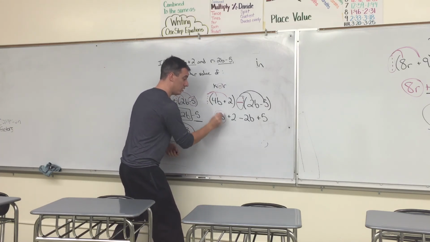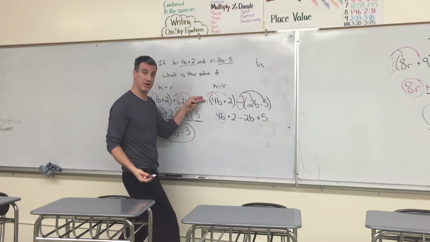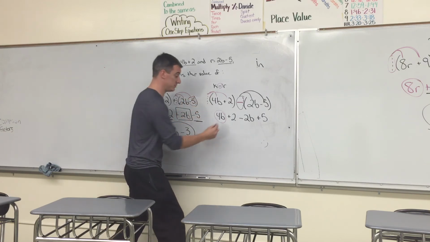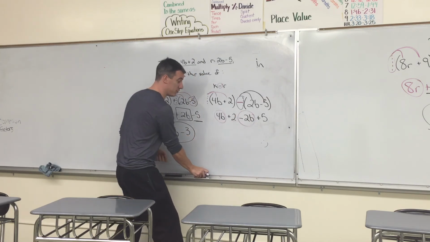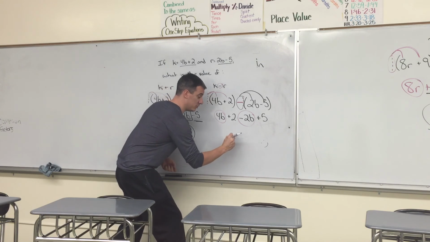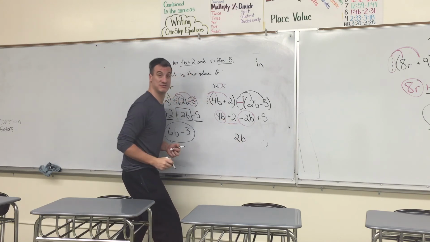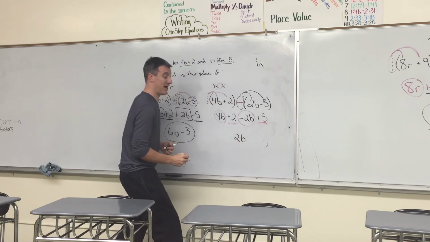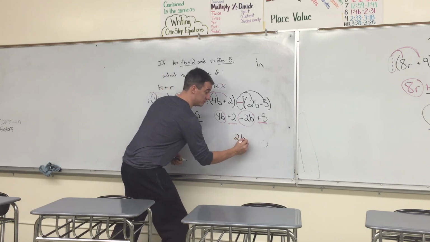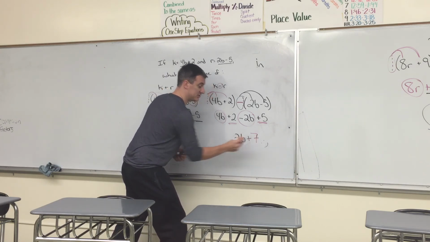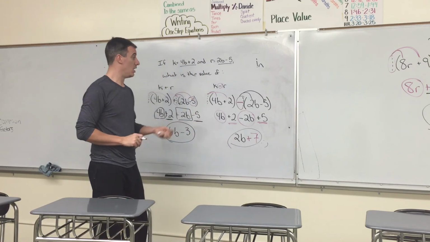Nothing really becomes different in the process though. We distribute it, we look for like terms. I have 4b, negative 2b. So 4 minus 2 is going to be 2b. I have positive 2 and positive 5. Same sign, keep the sign, add the terms, so that's going to be plus 7. So 2b plus 7 for this one.